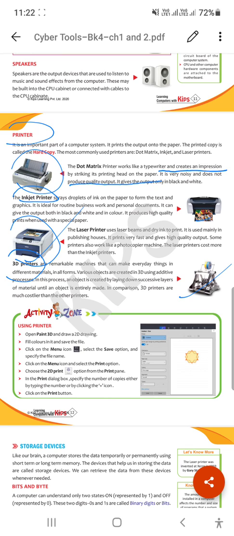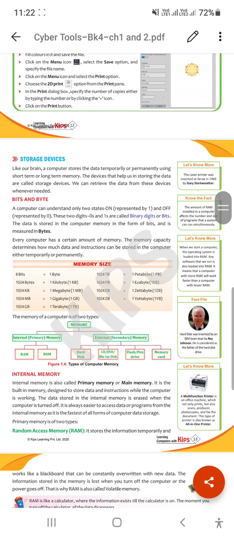The examples are Paint 3D and Draw 2D drawing. You also use software, Microsoft Paint 3D, and Microsoft Paint. And also the basic procedure, how we use the printer in 3D. These are the steps you can follow. Please write all the steps in your computer science notebook. Okay, the next topic is storage devices.